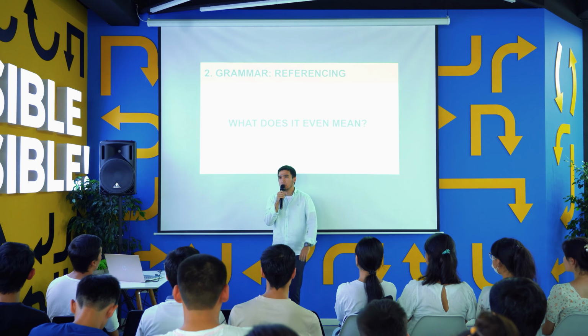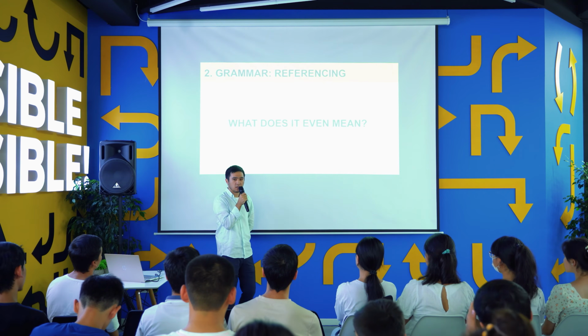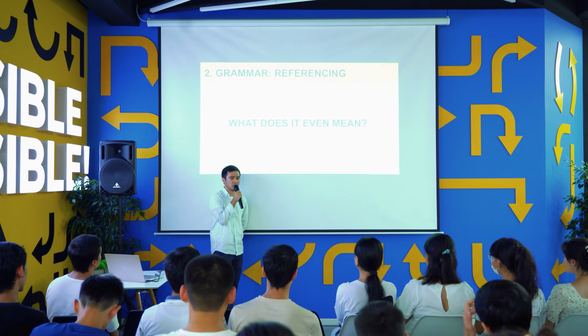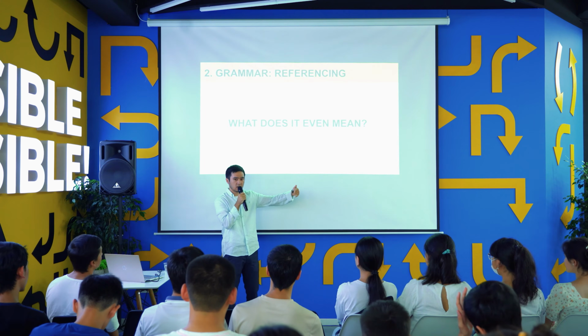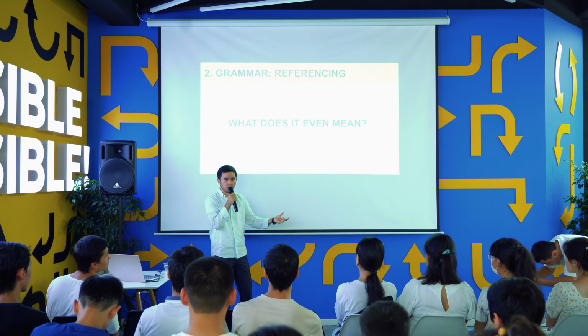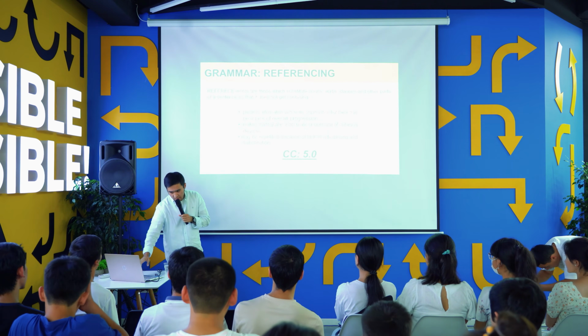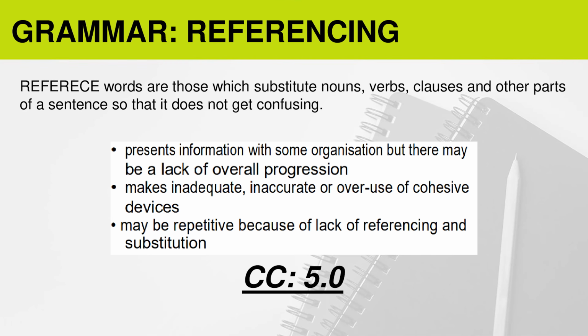For example, I always help my brother because I like my brother. What's wrong here? Because I like him, right? So that him is a referencing, okay? And why do we need referencing in IELTS? So let's see. Reference words are those which substitute nouns, verbs, clauses, and other parts of the sentence so that it doesn't get confusing or repetitive.